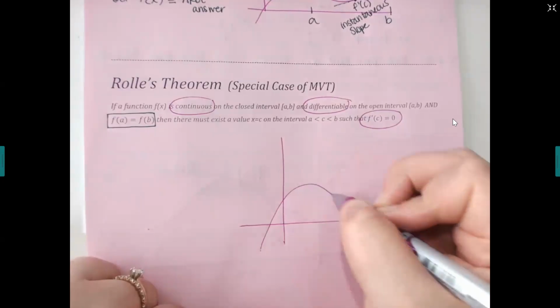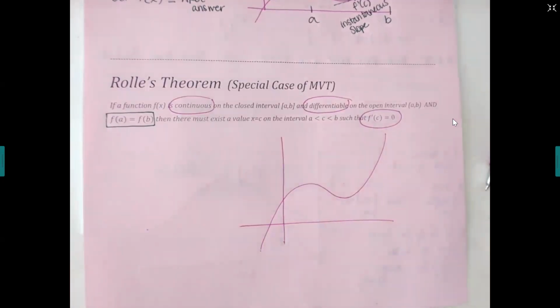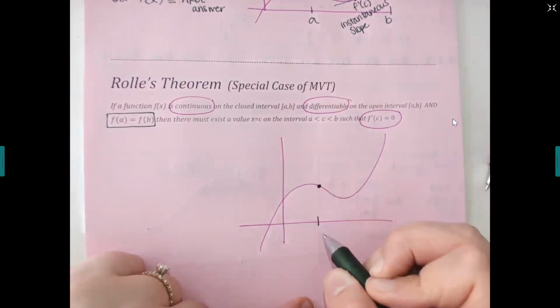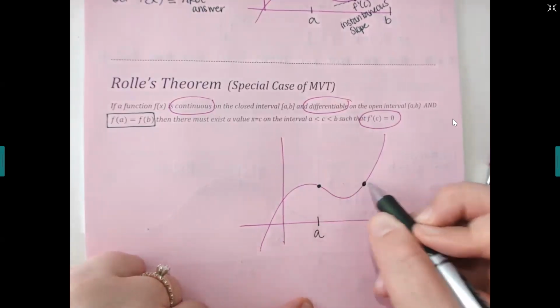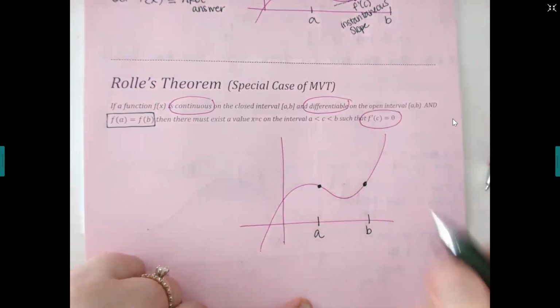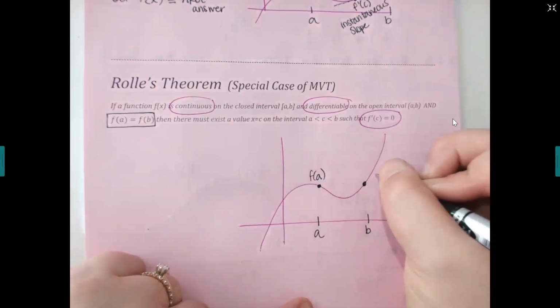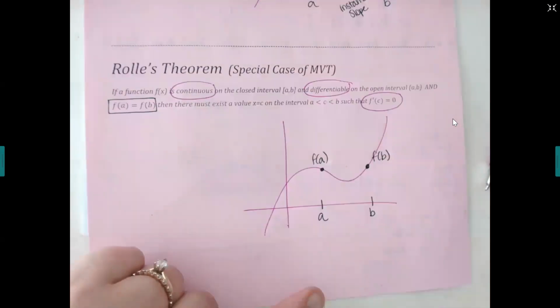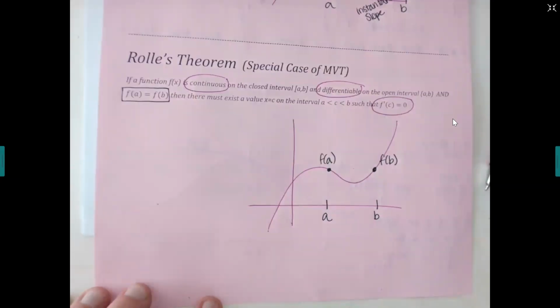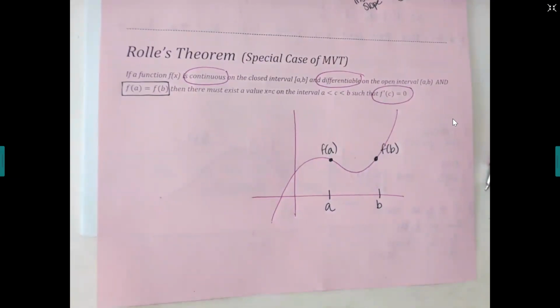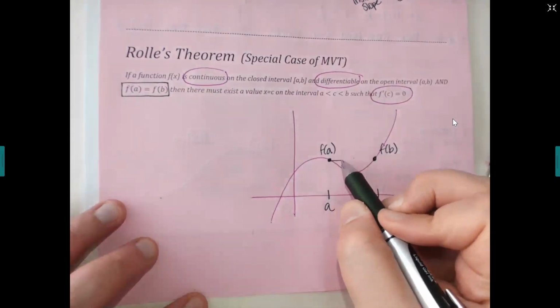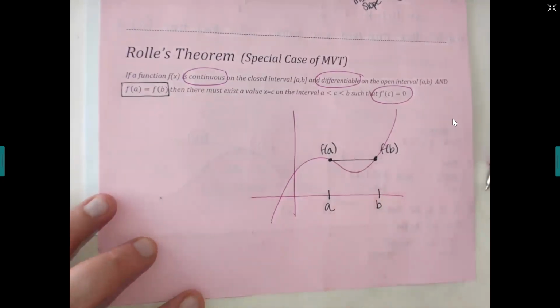Draw me the exact same picture you did last time, but this time pick your a and your b so that the y values come out to match each other. So I'm going to pick my a to be here, and then I'm going to pick my b to be over here, so that now my f of a and my f of b are identical values. When I calculate the slope between these 2 points, it's going to come out to be a 0 slope, which means that there has to be another slope of 0 somewhere in between them.